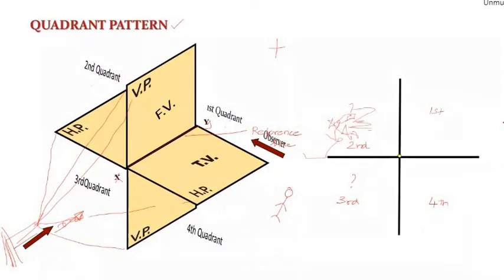The observer will be standing somewhere here. Am I right? He will be standing somewhere here, because if you see from here, you could see the observer also. He will be at some distance from this horizontal plane. So his position will be something like this. Am I right?